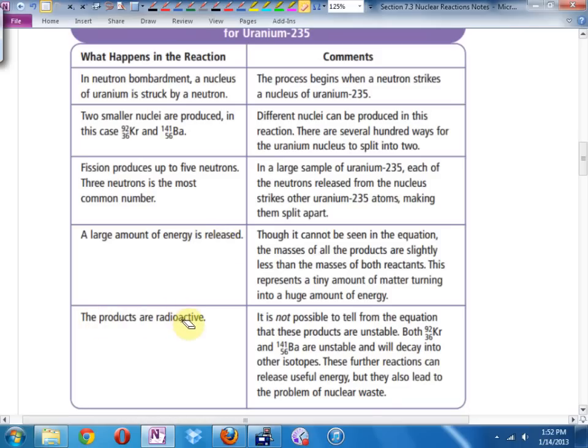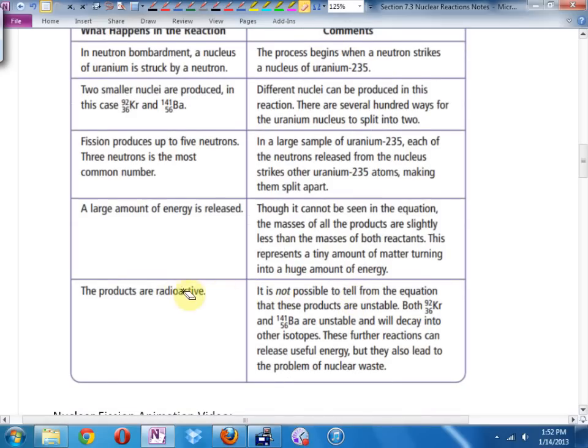The products are radioactive, though it cannot be seen in the equation. The masses of all the products are slightly less than the masses of both reactants. This represents a tiny amount of matter turning into a huge amount of energy. You can't tell that the products are radioactive, but do you want to go walking into a nuclear reactor after they've shut it off? I think you guys have watched enough TV and seen enough science programs to say, gotcha.